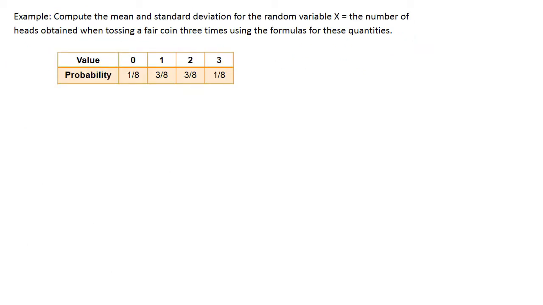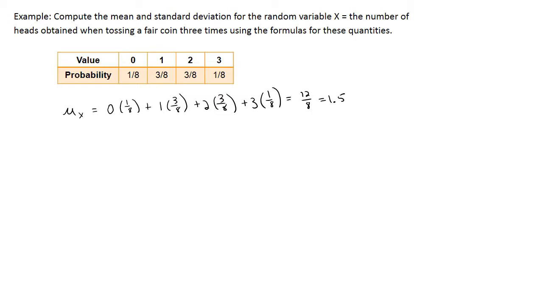So let's do an example. Let's go back to our random variable of tossing a fair coin 3 times and counting the number of heads that we get when we do that. So if I want to calculate the mean for this, it'll be the individual values of x, so starting with 0, times its probability, plus 1 times its probability, plus 2 times its probability, and then 3 times its probability. If you multiply that all together and then add, you'll get 12/8, or 1.5.